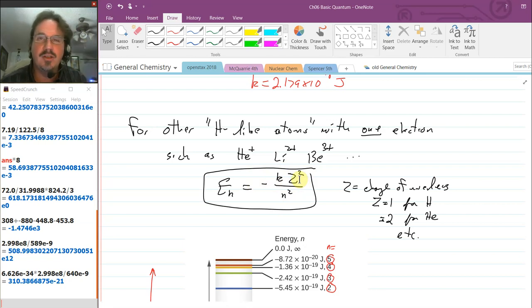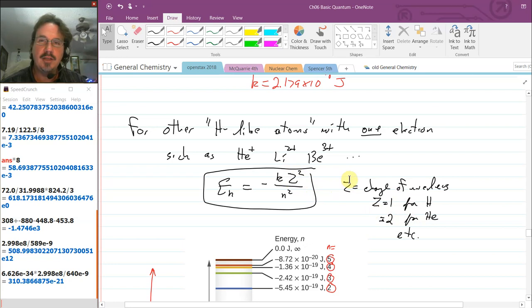It was still there, it's just we didn't see it. But you go up to helium, where the nucleus has a plus 2 charge, now it's going to be 2 squared, or a 4 up there. And so whatever the charge of this hydrogen-like nucleus is, you just plug that in squared on the top. All right. And so this is the Bohr model.